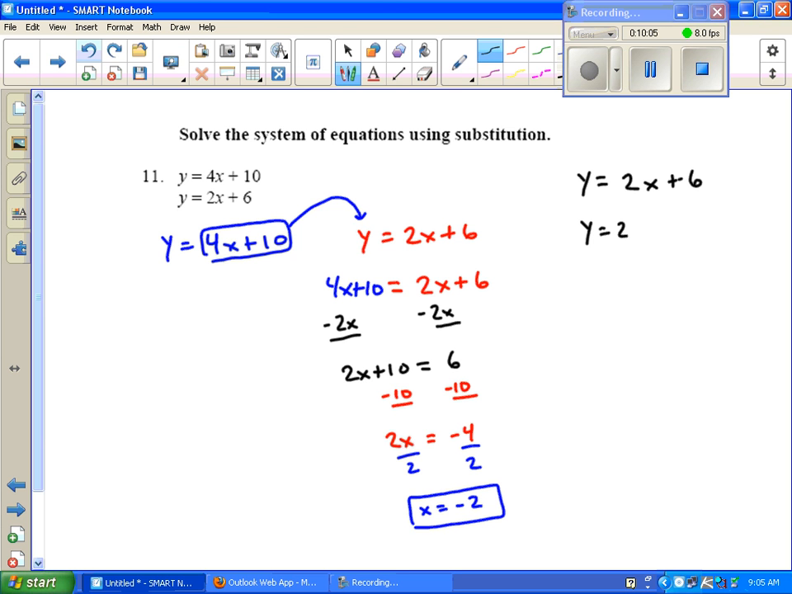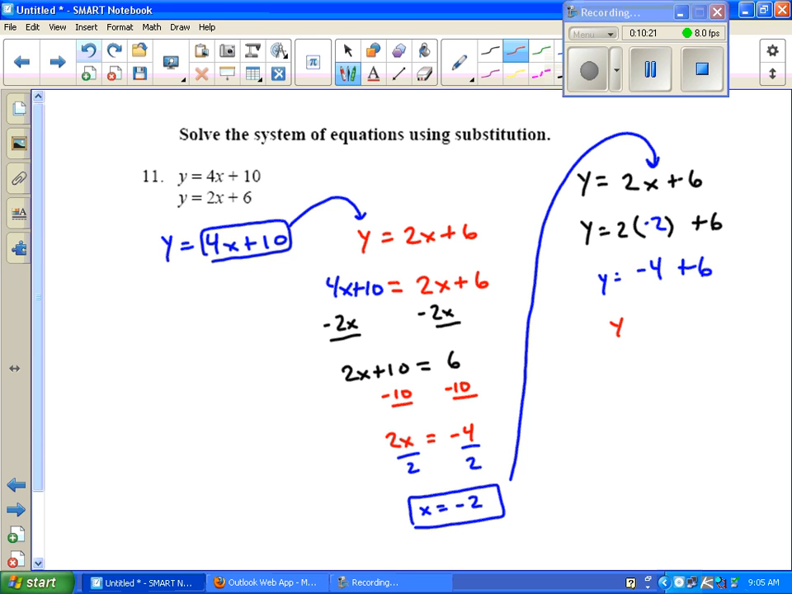y equals 2 plus 6. We'll bring that value for x and plug it in place of x. Instead of that, we'll put in -2. 2 times -2 is -4 plus 6. And y's value equals +2. So now you have x and y. Your solutions to your systems are always written as an ordered pair, x comma y. So you'd write it as -2 comma 2.